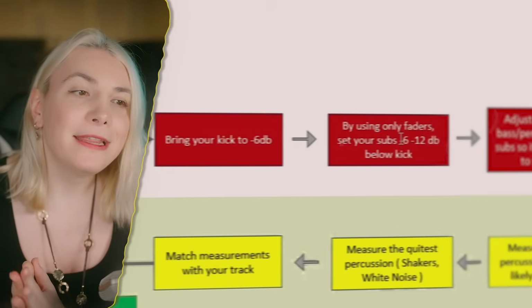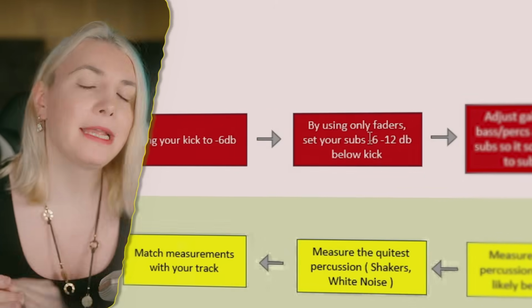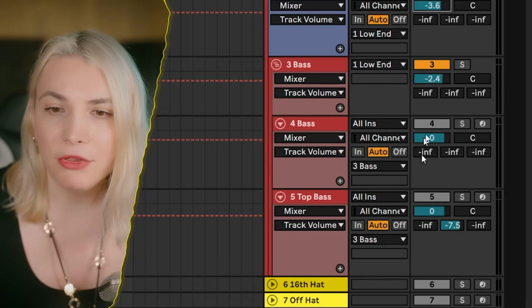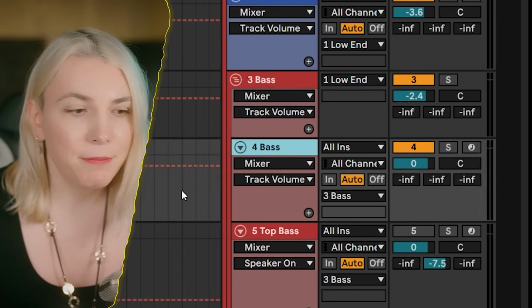By using only fader, set your sub -6 to -12 dB below your kick. The only thing that you should be minding is that it sits right for you. I'm going to turn off the top bass, and solo my low end now. So we are only hearing sub bass over here.